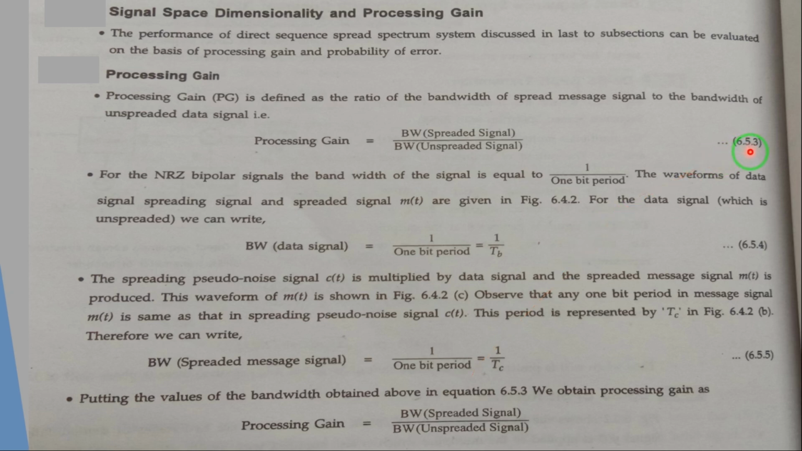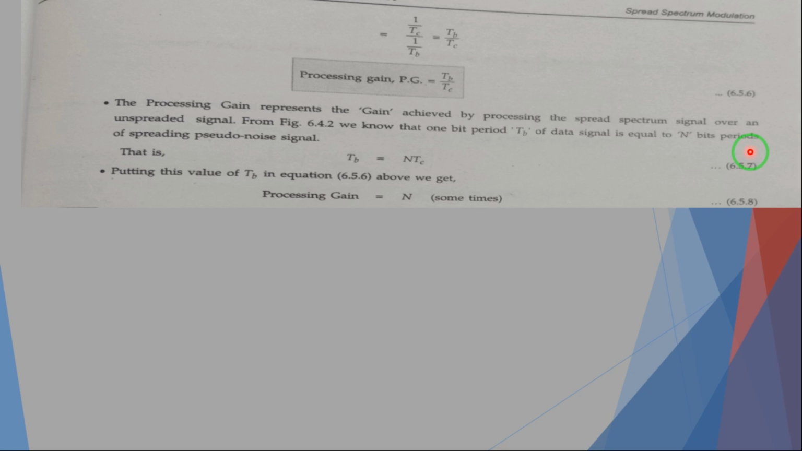we obtain the processing gain. It is equal to 1 upon Tc upon 1 upon Tb, or we can write it as Tb upon Tc. So this is nothing but your processing gain, which represents the gain achieved by processing the spread spectrum signal over an unspread signal. And as we already knew, the one bit period Tb of a data signal is equal to N bit periods of the spreading pseudo noise signal, that is Tb is equal to N Tc. Putting this value of Tb in the above equation, you would get the processing gain equal to N.